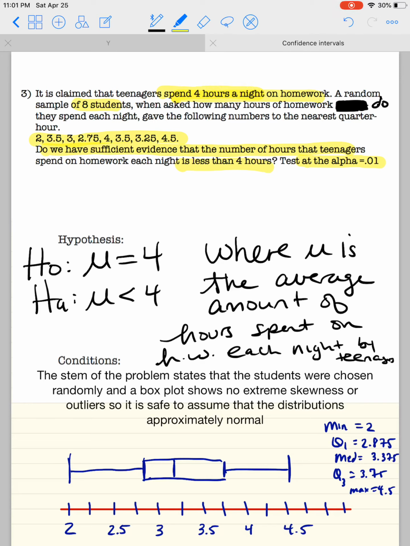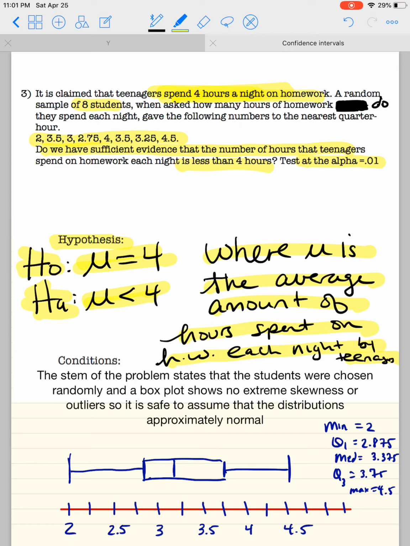Now remember, just follow every step by step. Don't think too much about it. Step 1 is our hypothesis. That's H0, HA, some college books write H1, okay? Mu is equal to 4, mu is less than 4. That's from here, okay? Don't forget to define your parameter of interest perfectly, where mu is the average amount of hours spent on homework each night by teenagers.